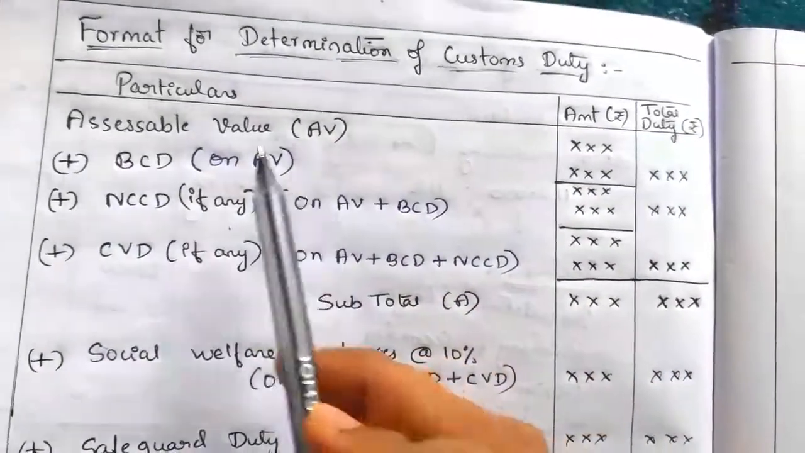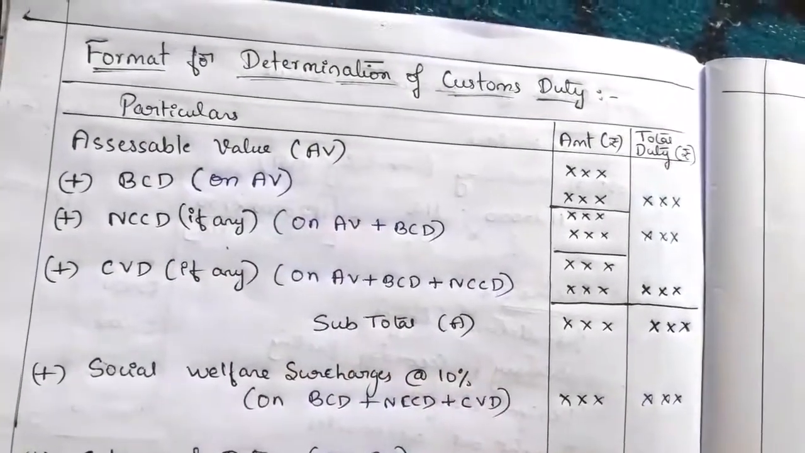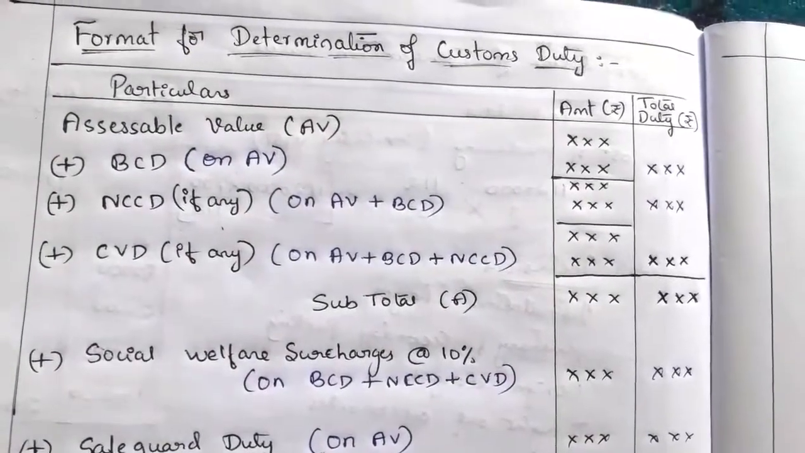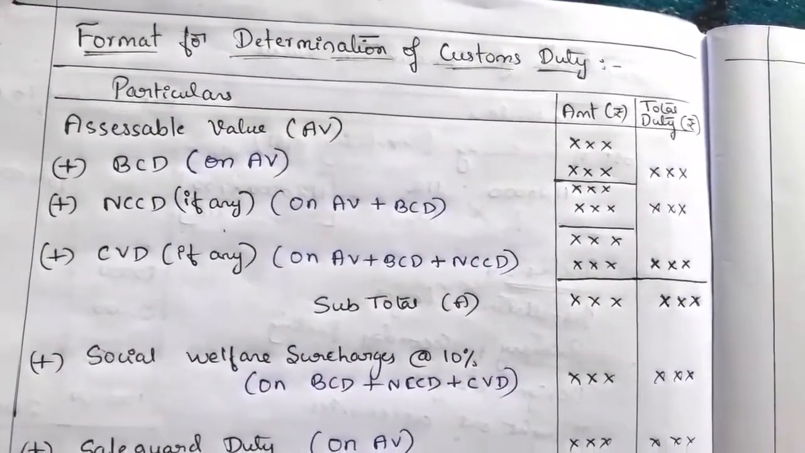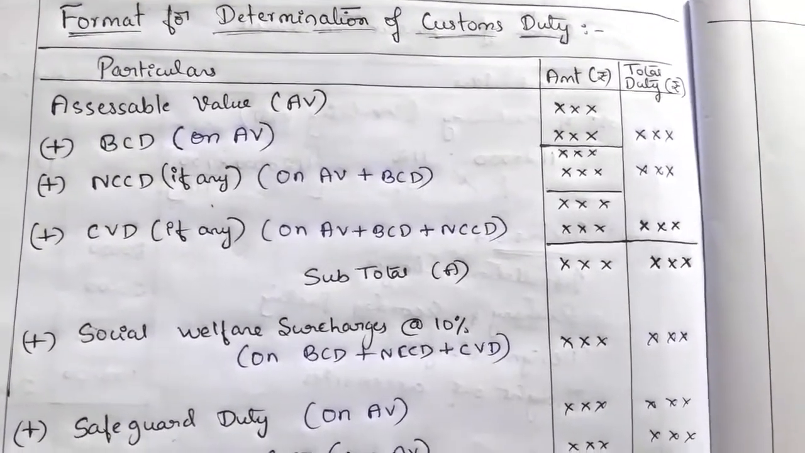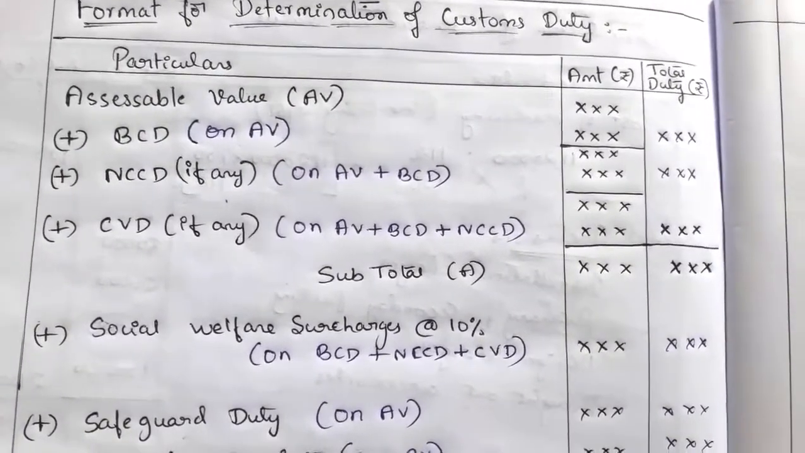So the BCD, or basic custom duty, is nothing but this: if any goods imported into India are chargeable to a duty or a tax as per the Customs Act, that is the basic custom duty. The custom duty levied on the import of goods is nothing but the basic custom duty.